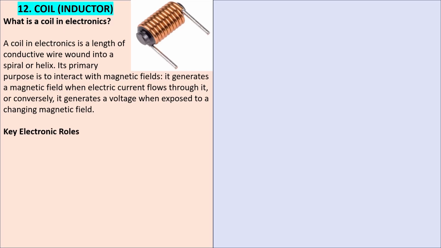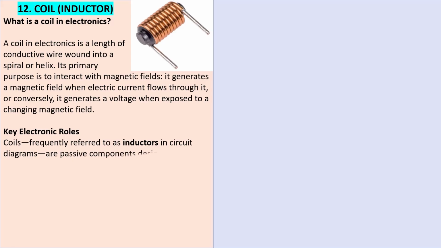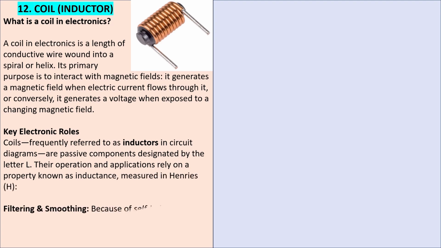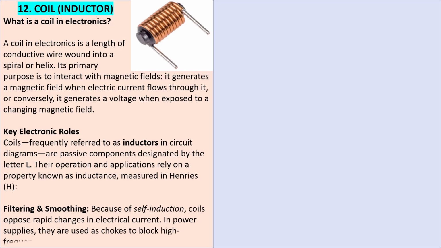It generates a magnetic field when electric current flows through it, or conversely, it generates a voltage when exposed to a change in magnetic field. Key electronic roles. Coils, frequently referred to as inductors in circuit diagrams, are passive components designated by the letter L. Their operation and applications rely on a property known as inductance, measured in henries, H.